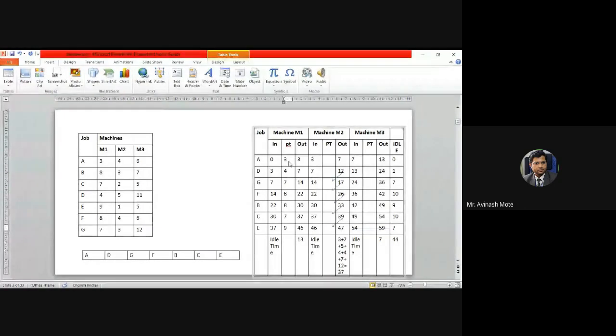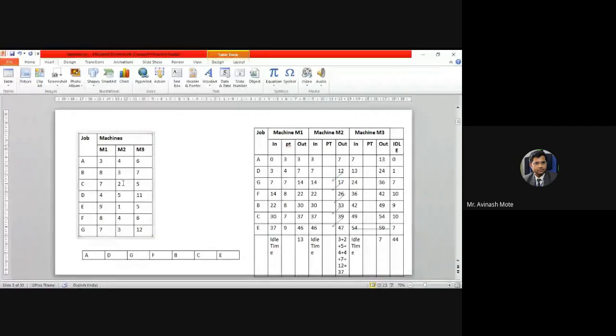Okay, you will have to copy the values from this table and put them in a middle table first, and then just go on adding. So this will also be an easy task. Okay. That's how you will have to solve the problems.